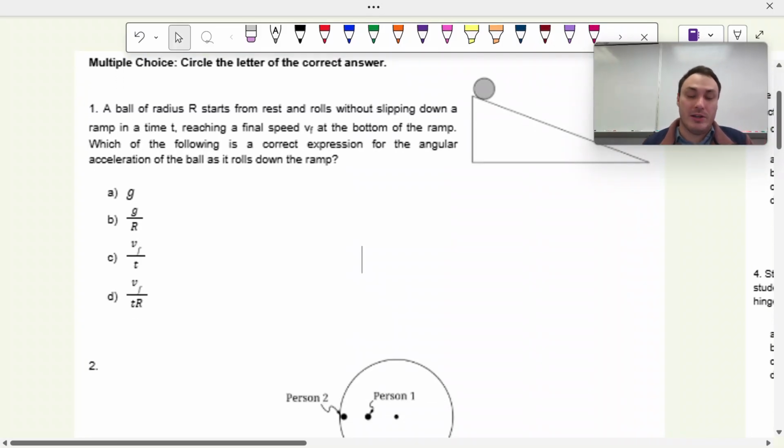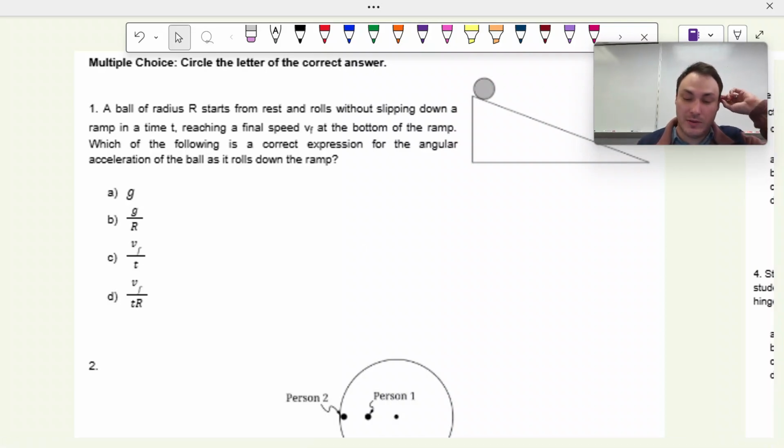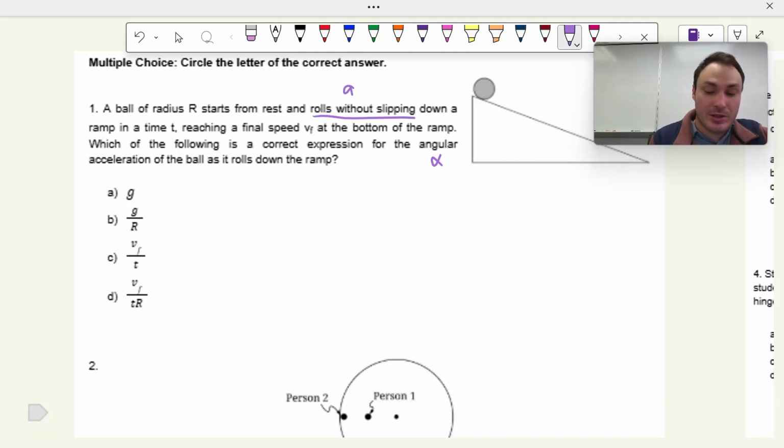A ball of radius r starts from rest and rolls without slipping down a ramp in time t and reaches the final speed, v final, at the bottom of the ramp. Which of the following is a correct expression for the angular acceleration of the ball down the ramp? So we're solving for angular acceleration. Whenever you see rolls without slipping, that typically means we're going to use this relation right here or this relation right here.